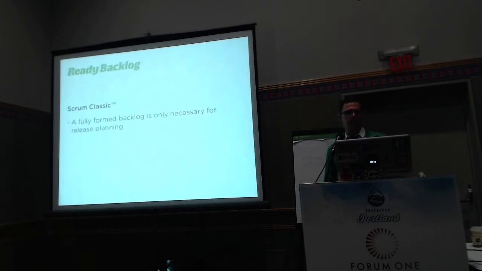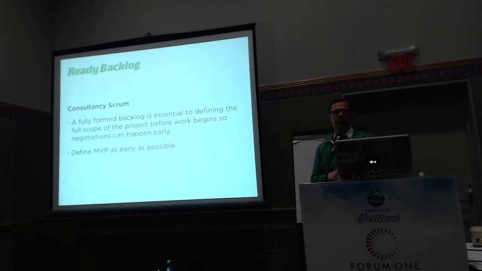Ready backlog. So in Scrum Classic, a fully formed backlog is only necessary for releases. So per release, you write, size, and prioritize all of the stories in the backlog for that release. In Consultancy Scrum, you need to do that for the entire project, not just the MVP, not just phase one, or phase one and phase two, the entire project. It takes forever, but it's going to save you from going 50 or 100% over budget in the end. It's going to really annoy the entire team and the client up front.